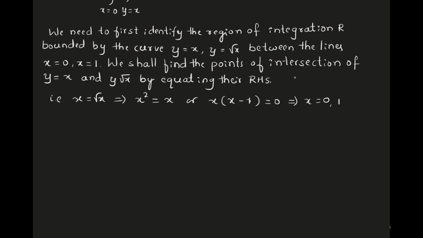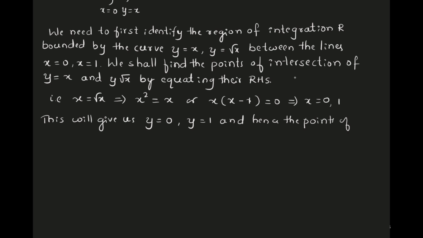So x equal to 0, 1. Putting x equal to 0, 1, we get y equal to 0, y equal to 1, and hence the points of intersection are (0, 0) and (1, 1). Okay, we have found the points of intersection of the curves.